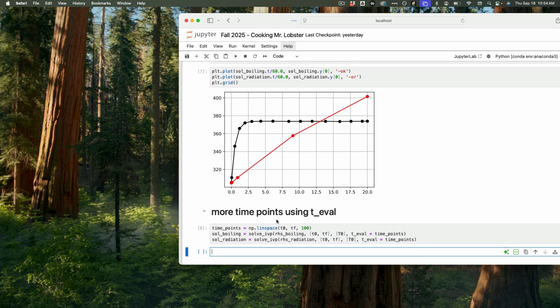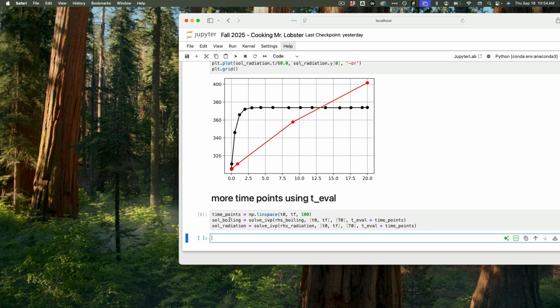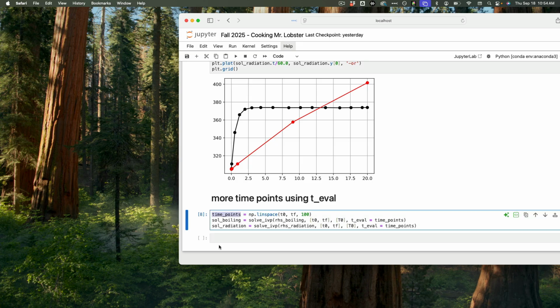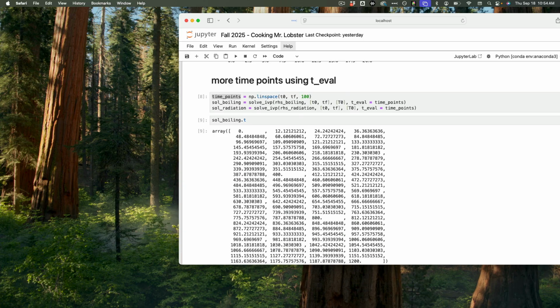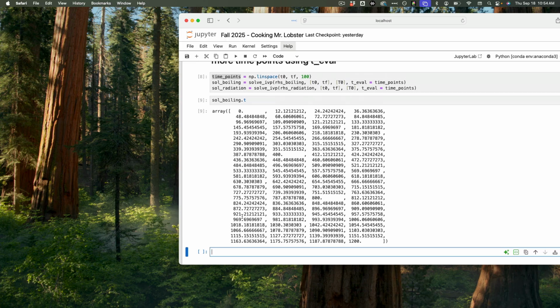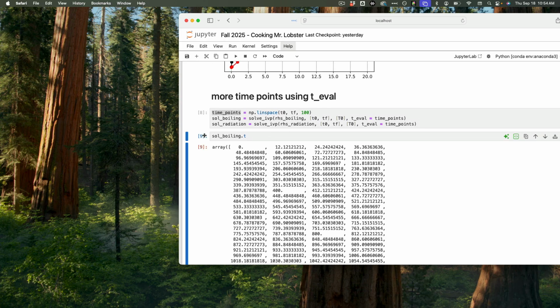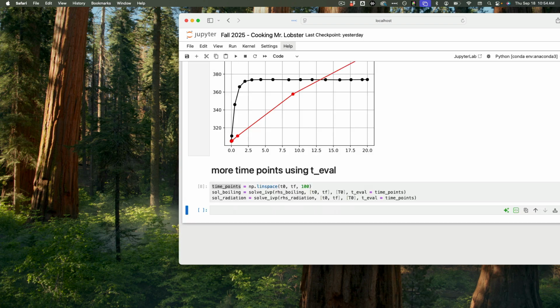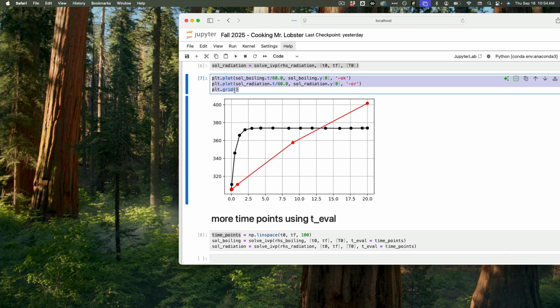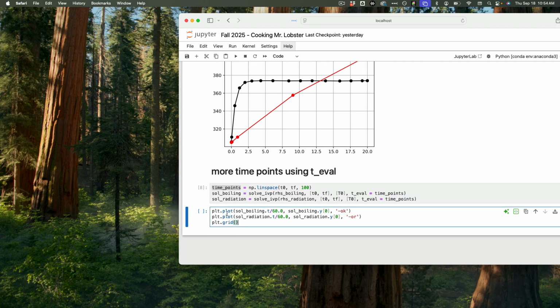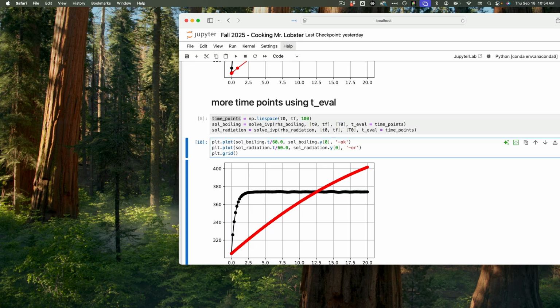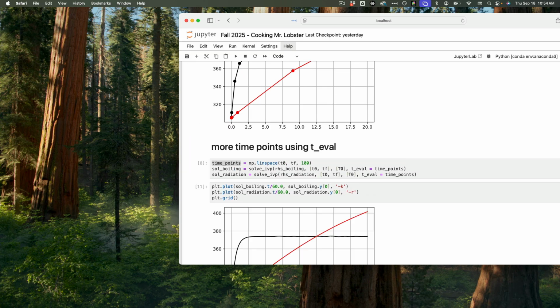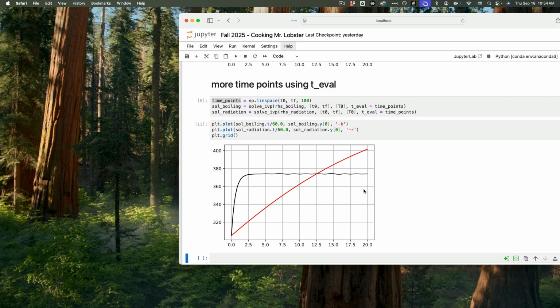Now we want to plot this, but what do you plot it against? Do you plot it against time points or against solution.t? If you remember, sol.t gives us all the time points at which this was computed. So you should always plot against sol.t, okay? So let's copy this and paste it here. Now we should have a much cleaner plot, maybe without the symbols. Okay, you get something like this.